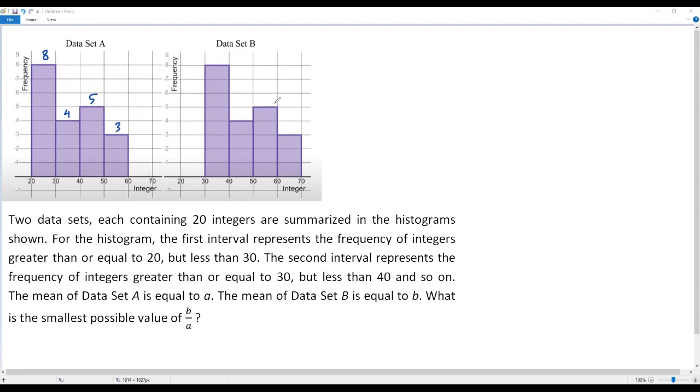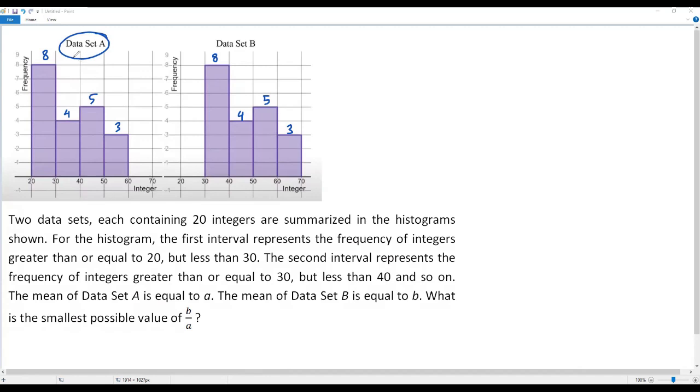And the same thing we can consider for this histogram that we have for data set B. Here we have 8 integers. The 8 integers will take values from 30 to 39, not 40, because greater than or equal to 30 but less than 40 according to the instruction. And in this interval we have 4 integers, and in this interval we have 5 integers, and in this interval we have 3 integers. Now let's find the mean for data set A.